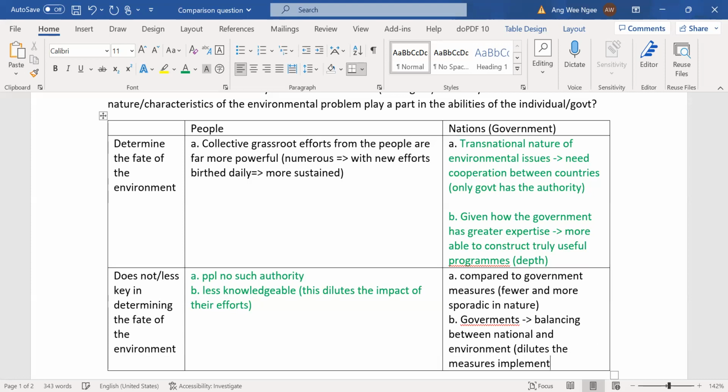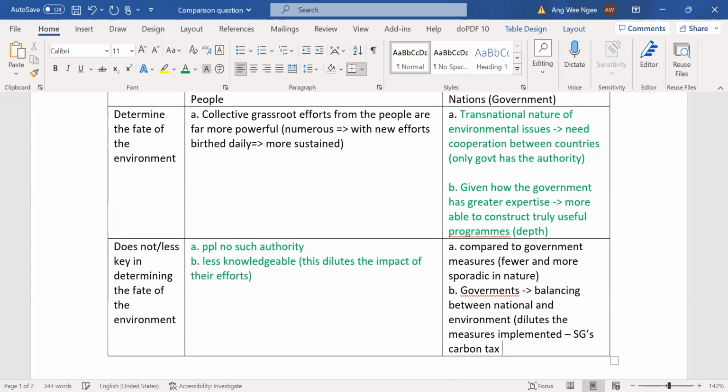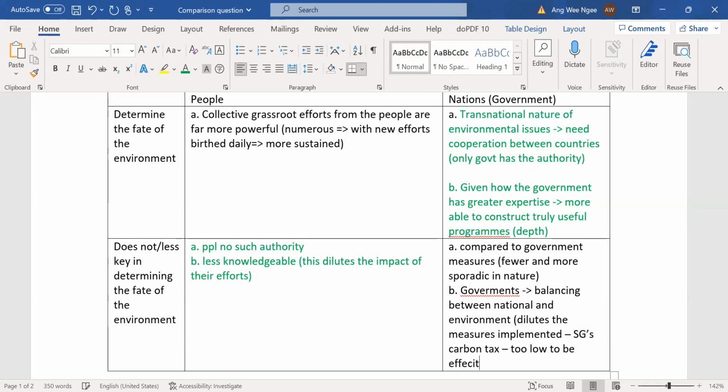So you can think about Singapore's carbon tax, for instance, how it is actually too low to be effective. And that's because we are worried that if we place too high a carbon tax on companies, it might reduce our competitiveness and affect our national economic progress, economic growth. Okay, so here you have one.